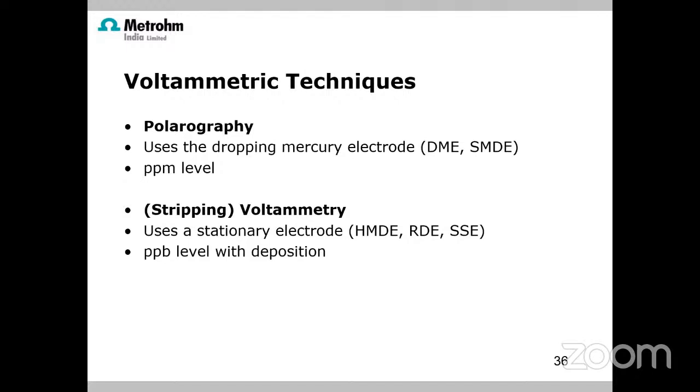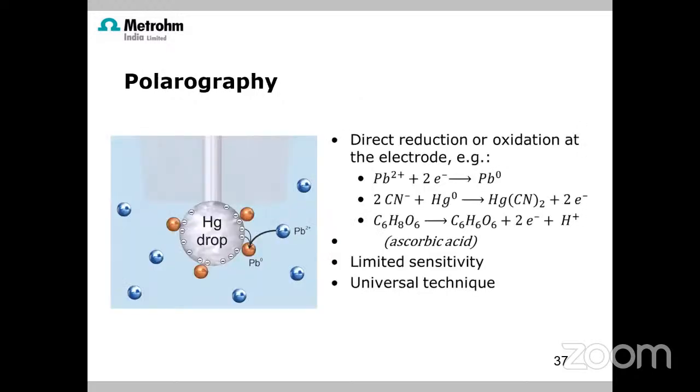Polarography basically uses a dropping mercury electrode, and that too, it's used only for PPM levels. But stripping voltammetry, I will explain what exactly it is in the coming slide, and that is used for majority of PPB level analysis. See, in polarography, I showed you that lead ions move towards the mercury drop because it is a negative electrode, forming an amalgam. So you can see here, lead 2 plus forming amalgam with mercury, lead metal.